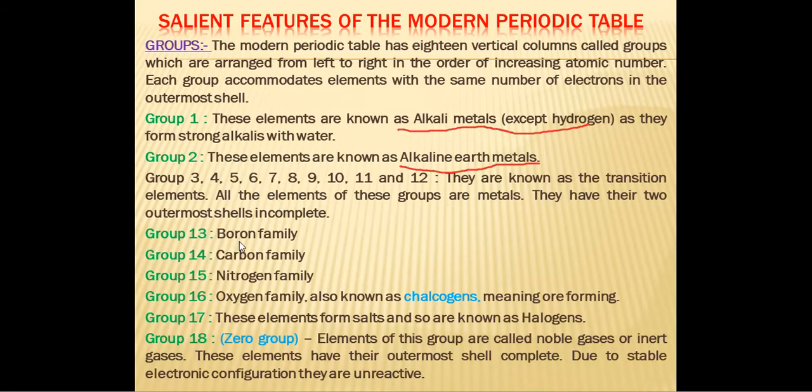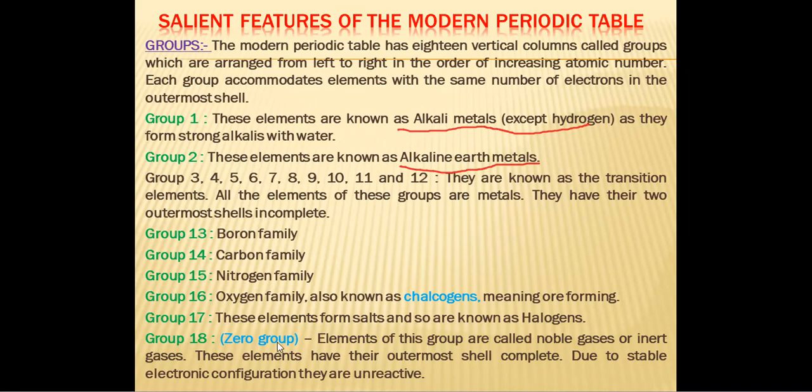Now group number 13 is known as the boron family, since boron is the first member of that group. Group number 14 is called the carbon family, since carbon is the first member. Group number 15 is called the nitrogen family, since nitrogen is the first member. Group number 16 is called the oxygen family, and it is also known as chalcogens, meaning ore forming, as elements in this group can form ores. Group number 17 are called halogens. The elements present in group 17, like chlorine, bromine, iodine, are called halogens because they can form salts.